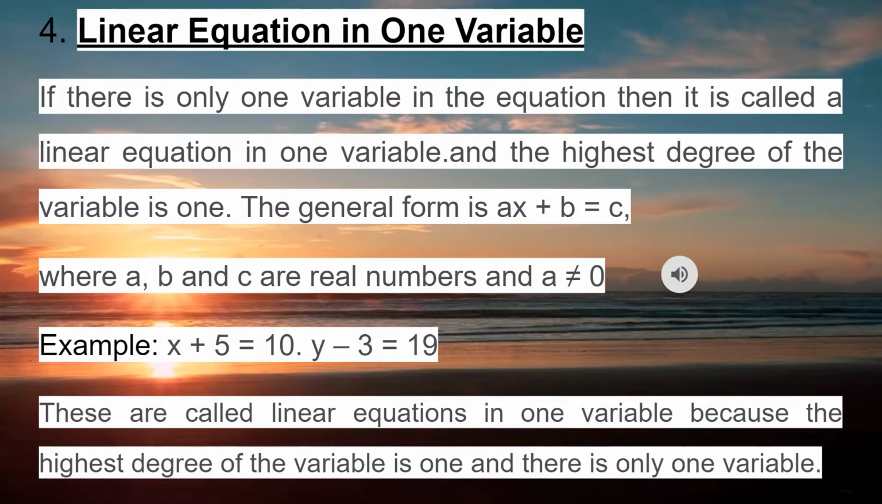The general form is ax plus b is equal to 0, where a and b are real numbers and a not equal to 0. You can see one example, x plus 5 is equal to 10. Another example, y minus 3 is equal to 19. These both examples are linear equation in one variable. Why? Because the highest degree of the variable is 1 and there is only one variable. Clear?